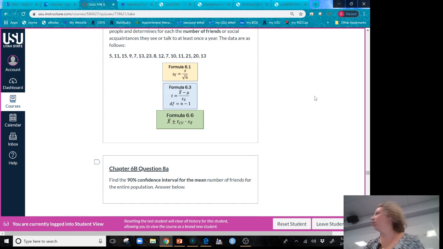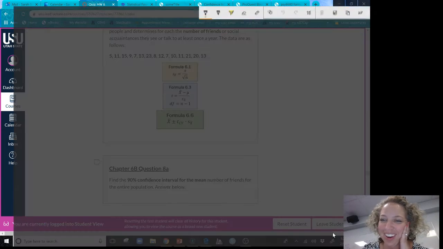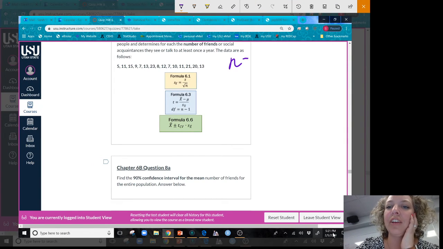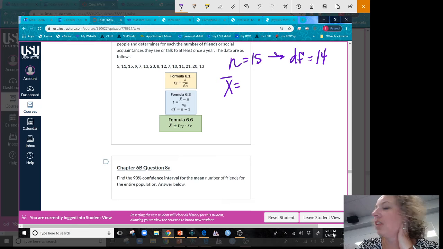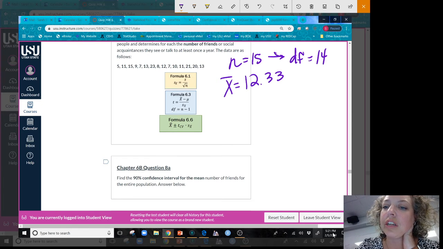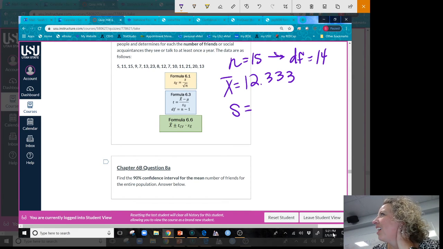So we decided there's n equals 15, so degrees of freedom are 14. The average was, what did you say, 12.333. Anyone find the standard deviation? I think it's 5.3807.